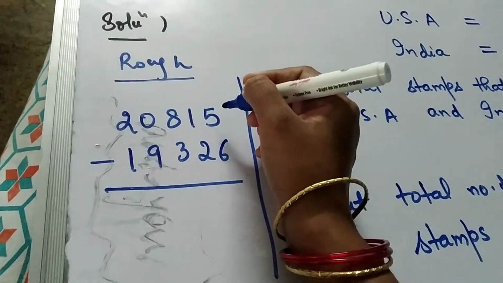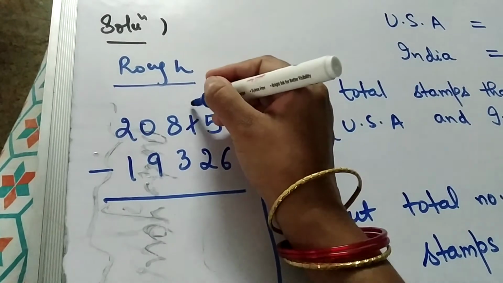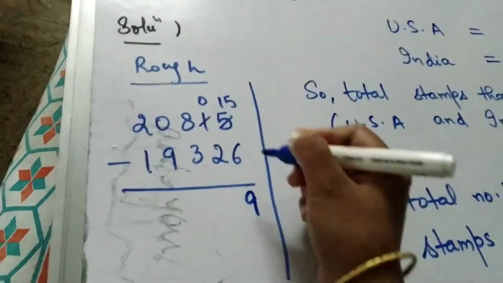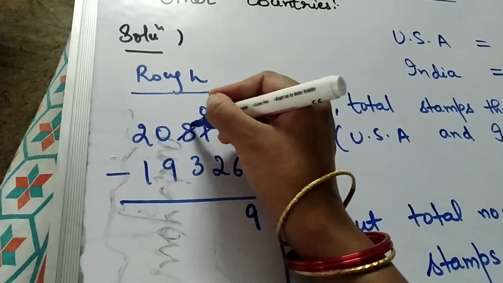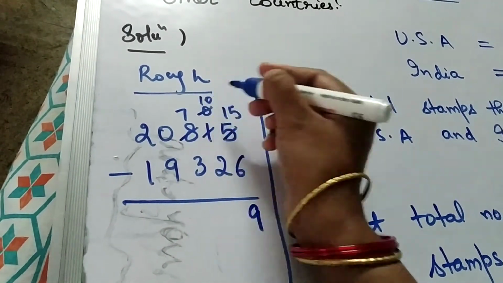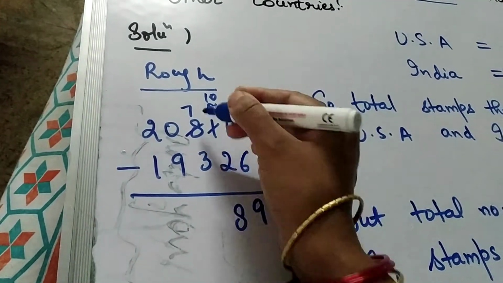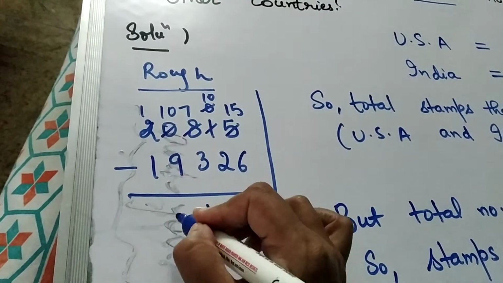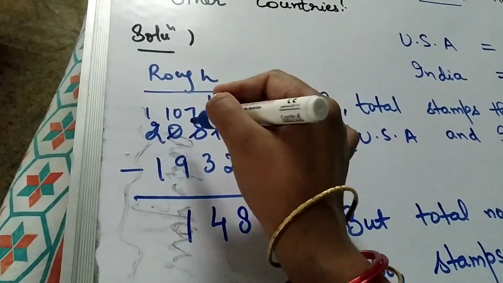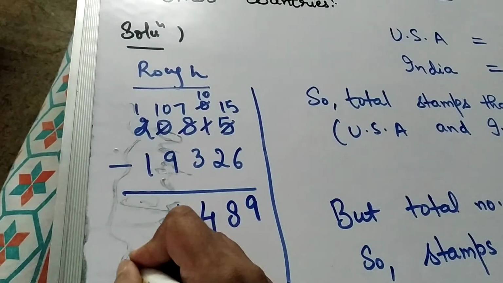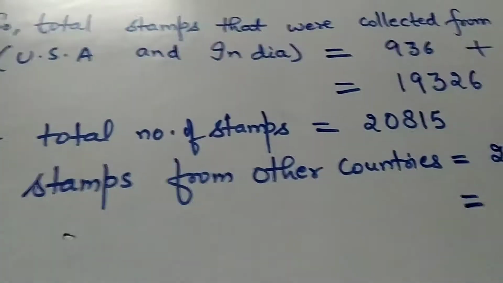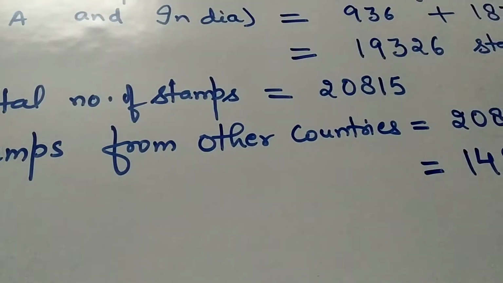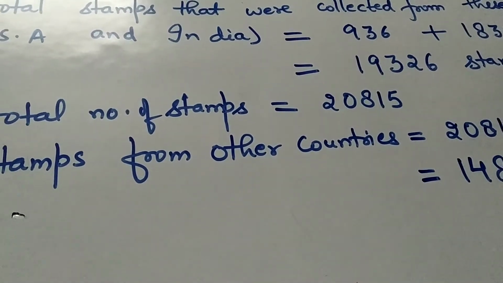Now let's subtract it. 15 minus 6, 9. From 0 I cannot subtract 2, so it will go and borrow, so it becomes 10. 10 minus 2, 8. 7 minus 3, 4. 10 minus 1, 9. Sorry, 10 minus 9 is 1. So total how much? 1489 stamps.